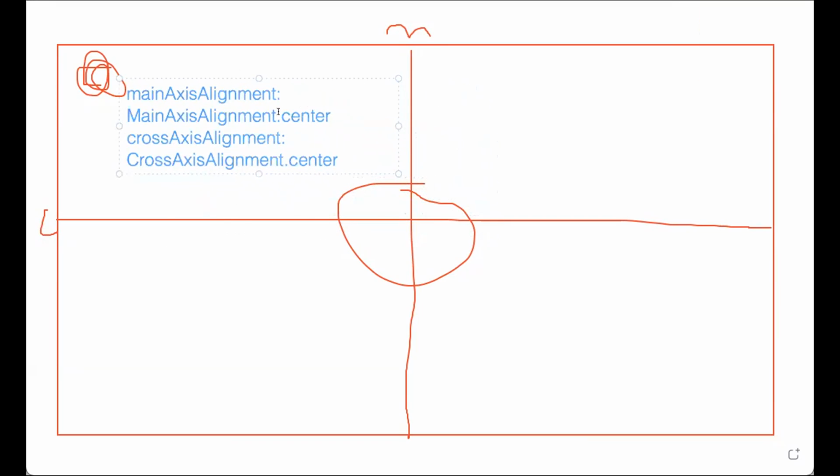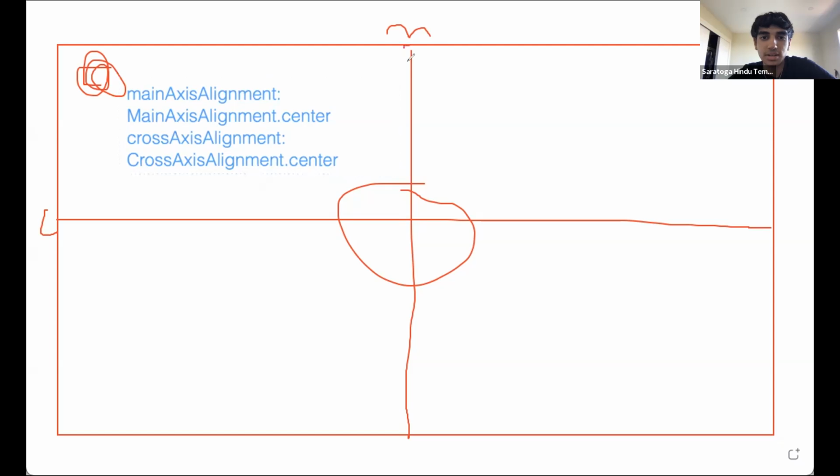I think I tried doing that, but it only moved it to the center on the cross axis, and not on the other one. So it just moved it over here, right?